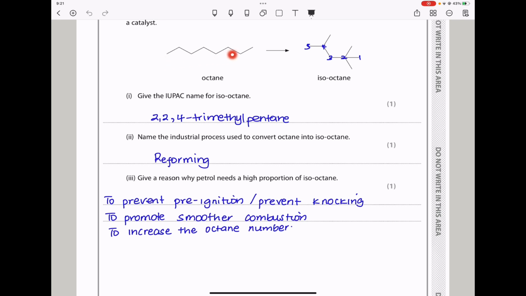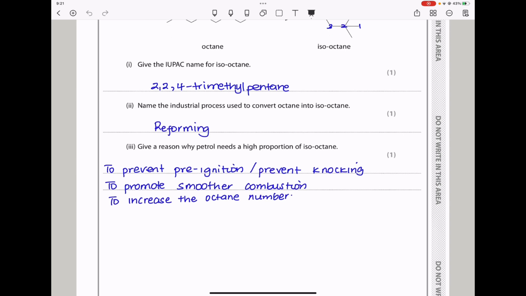So in the next part, they say name the industrial process used to convert octane into isooctane. This is converting a straight chain hydrocarbon to a branched one. This process is called reforming. Give a reason why petrol needs a high proportion of isooctane. It prevents pre-ignition, or you could say it prevents knocking. Presence of isooctane promotes smooth combustion. You could also say it increases the octane number. Moving on.